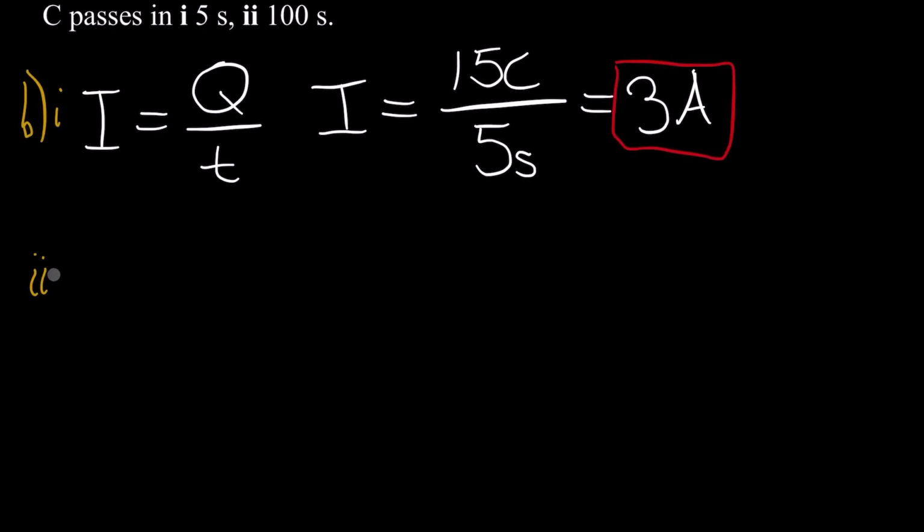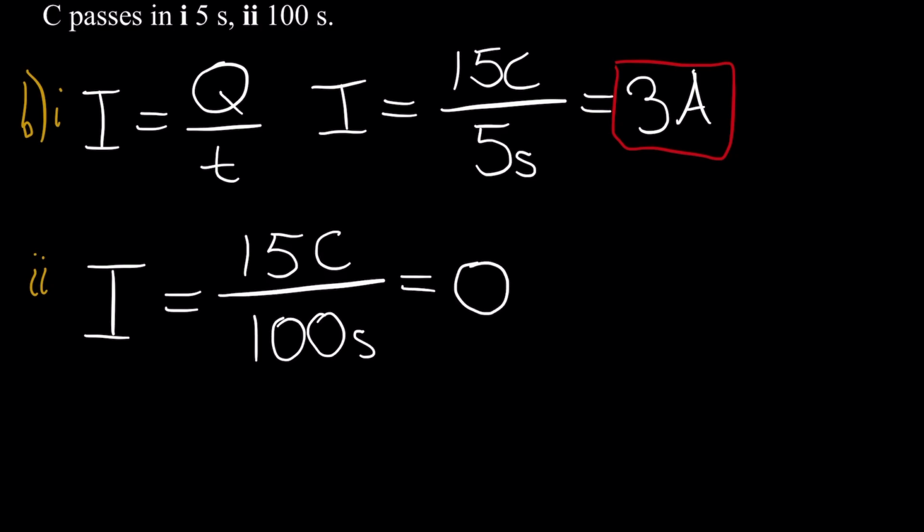Now for part B, double I, we need to do the same thing, but this time using 100 seconds instead of 5 seconds. We need to find the current that passes through a wire in 100 seconds instead. So using the same formula we used before, I equals 15 coulombs divided by 100 seconds. And the answer to that is 0.15 amperes, and that's the final answer to part B double I.